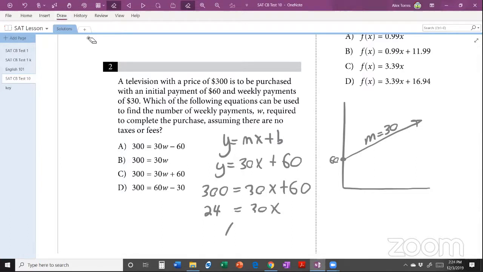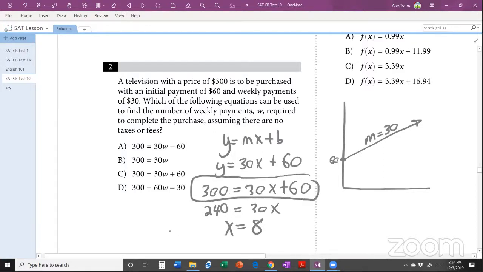So take away 60 from both sides and you get 240, not 246. And 240 divided by 30 is 8. And so we didn't even need to go that far because this was what they were asking us to do. But you can definitely expect some problems down the line where they go ahead and solve all the way to get the 8. So the answer to number 2 is C.